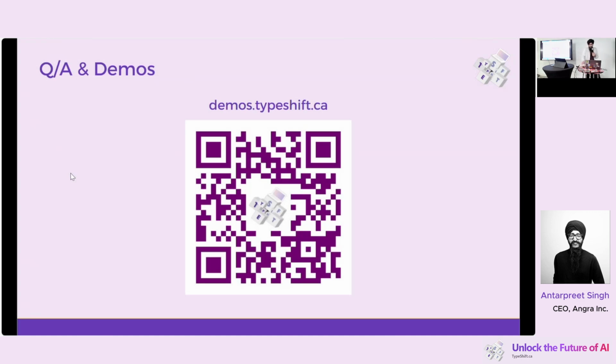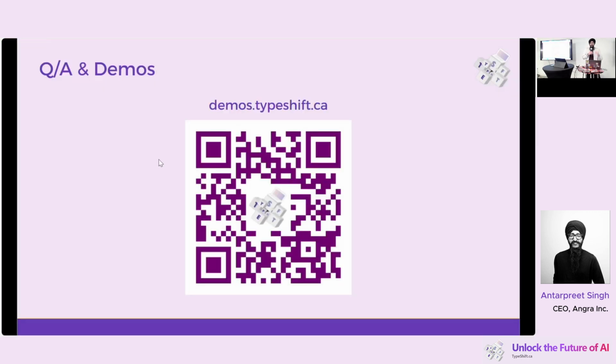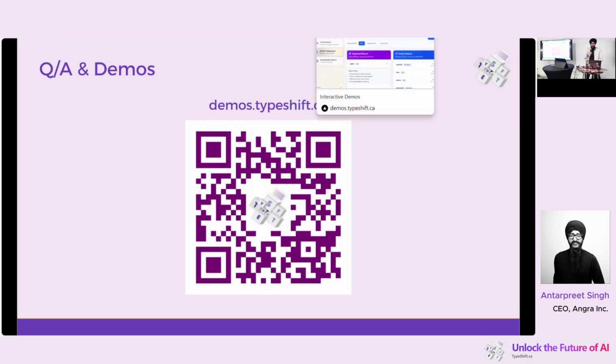Next is the demos. I can just take you quickly through the demos first, and then we can do the Q&As. For the demos, you can go to the website first. It's demos.typeshift.ca. If you have a laptop or a phone, you can just access it. It should work on either, but fingers crossed. I'll just give it a few more seconds.